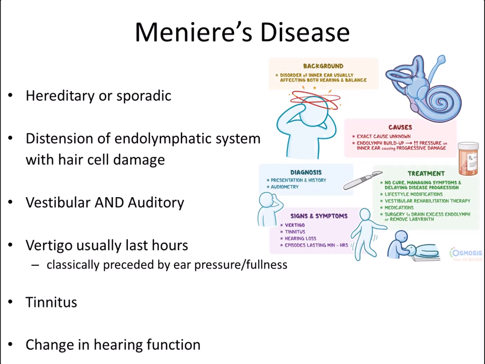The last example of a peripheral vestibular diagnosis would be Meniere's disease. Meniere's can be either hereditary or sporadic. It's characterized by distension of the endolymphatic system with concomitant hair cell damage. Patients with Meniere's will complain of vestibular as well as auditory involvement. The vertigo usually lasts hours and is usually preceded by a feeling of ear fullness or pressure. Patients might also report a change in tinnitus, or ringing in the ears, and they usually have some sort of associated change in hearing function.